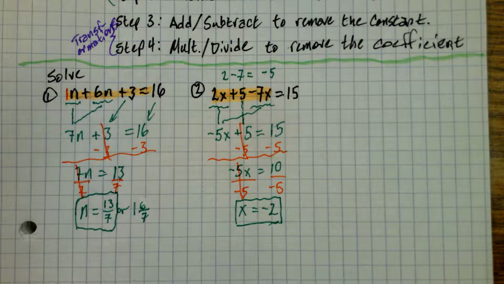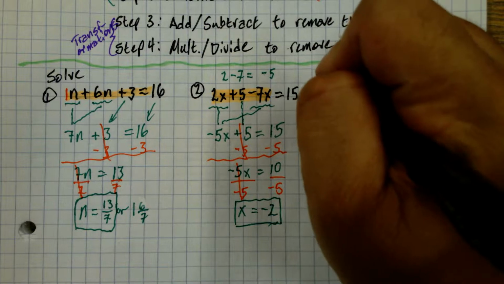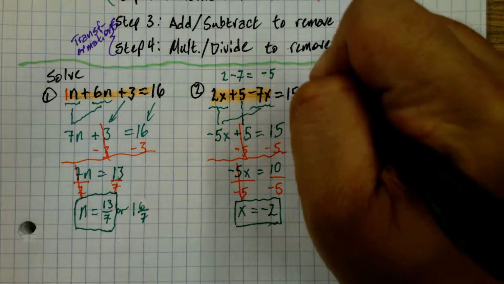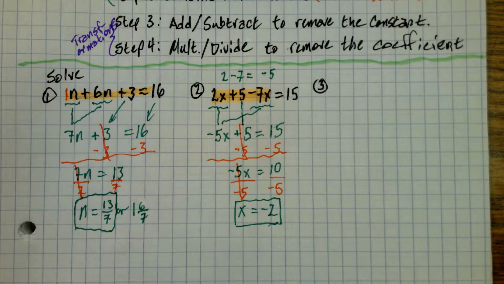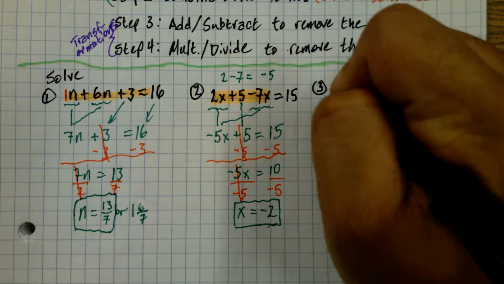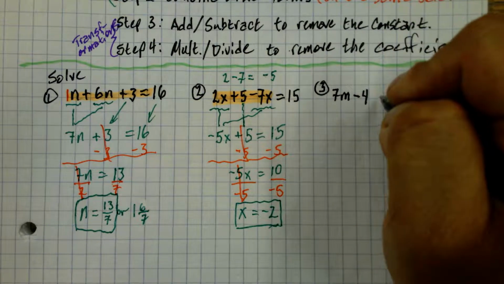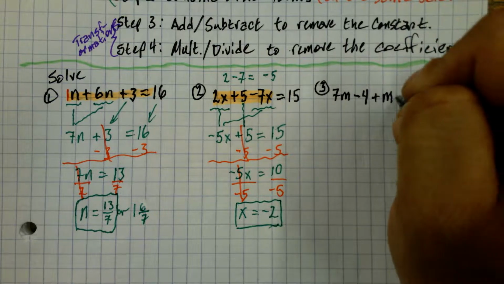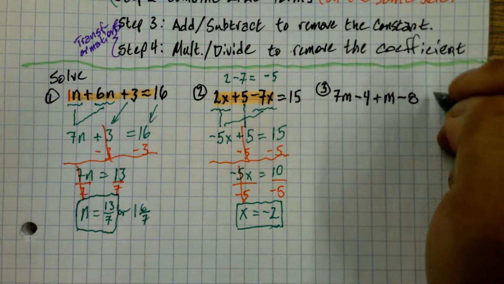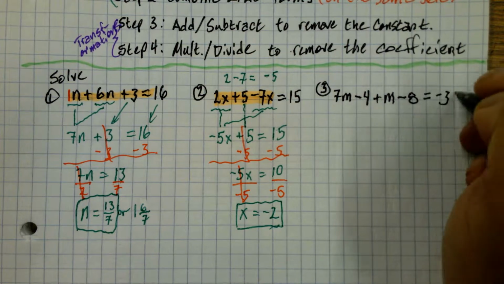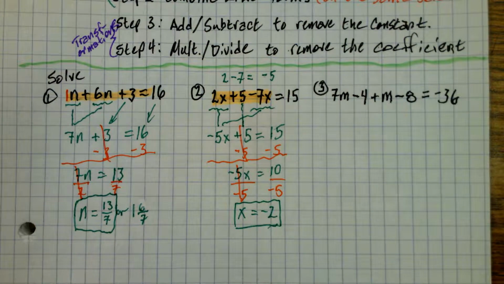Any questions? Okay, the next one, number 3 here, has a few things we're going to combine. Write this down, please. 7m minus 4 plus m minus 8 equals negative 36. 7m minus 4 plus m minus 8 equals negative 36. Okay?